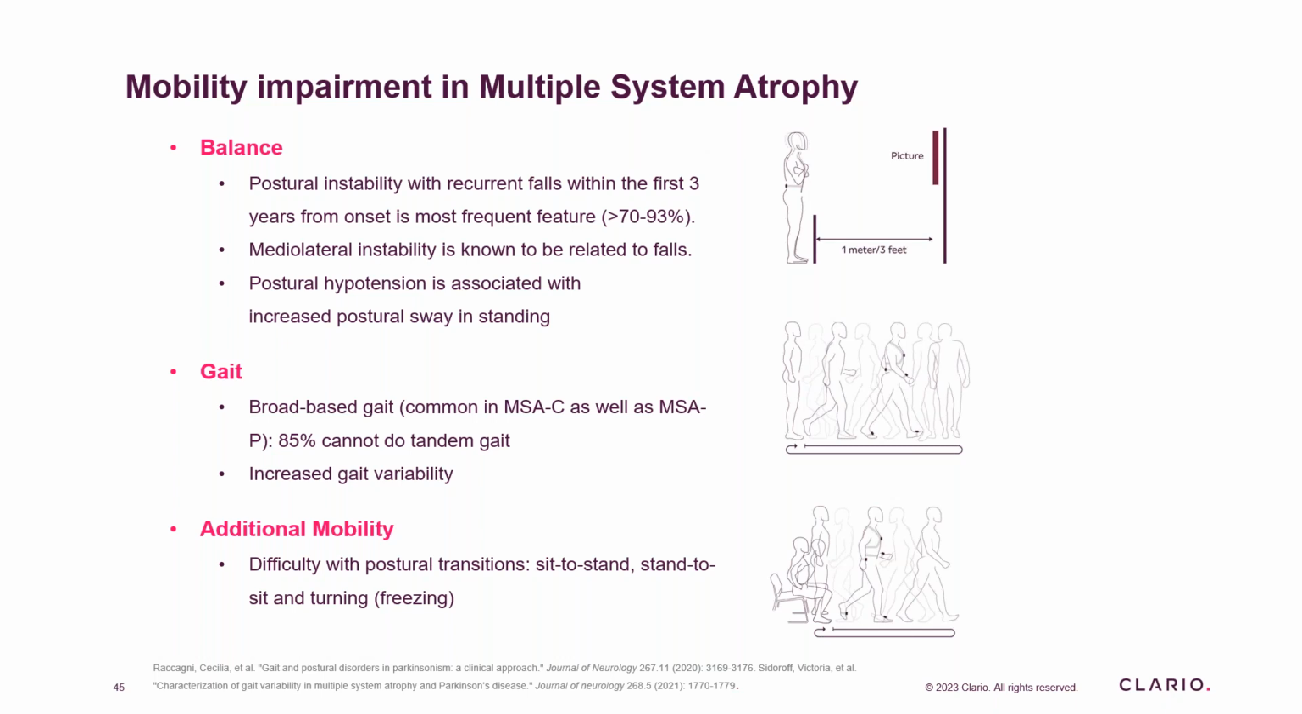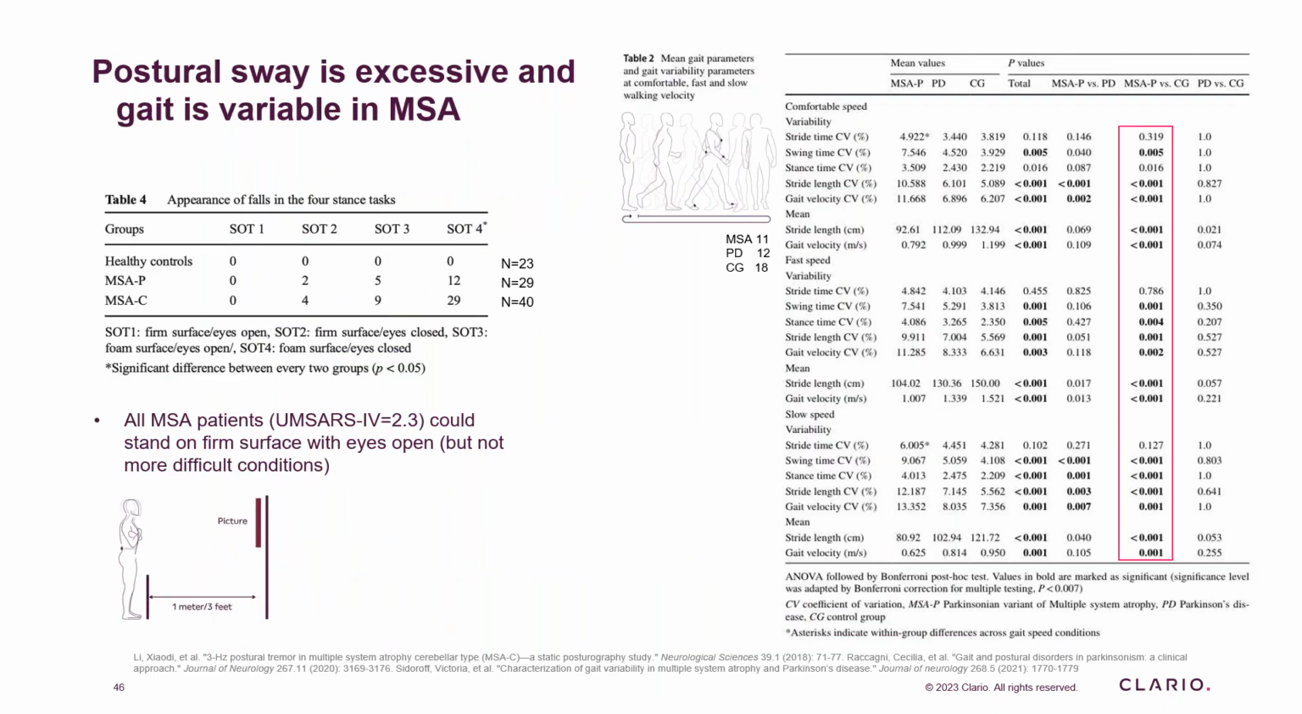Now, on the next slide, if we instrument these types of tests, we can see those particular metrics come out. With balance, we see here a study that had different conditions for balance impairment. And in MSA, the only condition they could stand in was with a firm surface and eyes open, and they had repeated falls with the other conditions. So we see that postural sway is excessive in this indication. And then on the right, we look at specific gait measures, and we see high variability. We see measures like stride time, swing time, stance, but we're looking at the variability of those measures, and we see that increased in MSA, and it actually came out the strongest when participants were asked to walk slowly. Next slide, please.